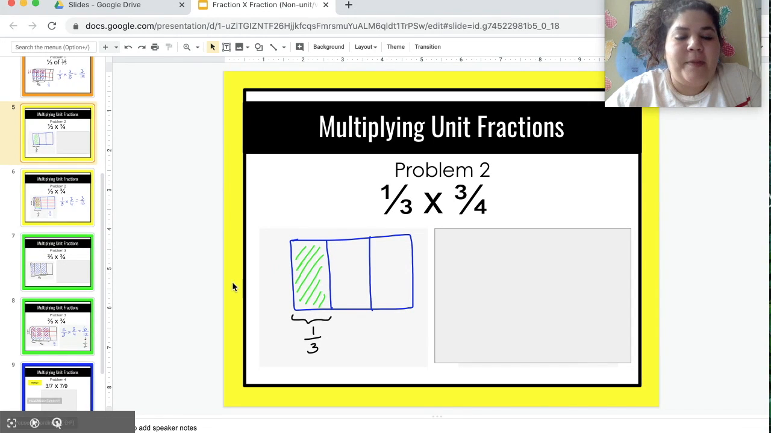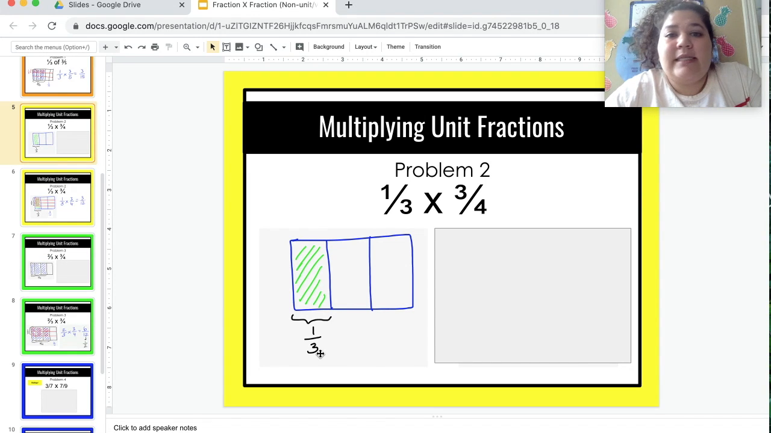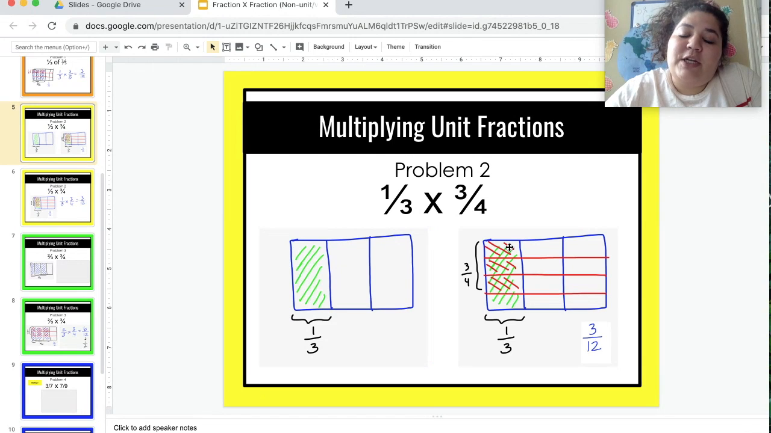All right, problem 2. So problem 2 is 1/3 times 3/4. Okay, I'm going to start off with my 1/3. Again, it does not matter what fraction you start off with. I'm going to start off with 1/3. That's shaded in green. Now I need to split it up in fourths. So then the opposite way, I'm going to divide it into fourths. And then I'm going to shade in 3 of those fourths. So if you look here, here is 1/4, 2/4, 3/4, 4/4. Well, it's times 3/4, so I'm going to have to shade in 3 of those. Remember, only the parts that have already been shaded in before.